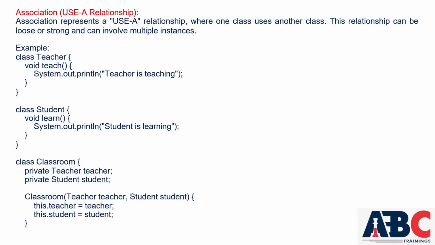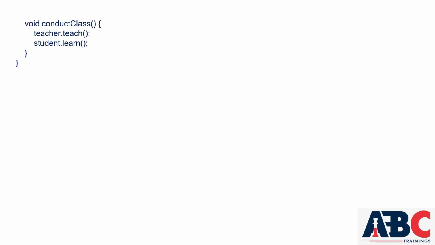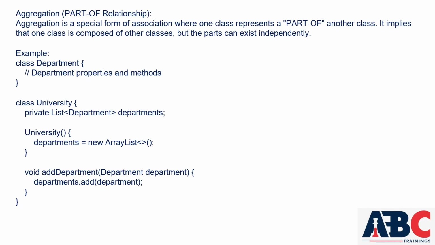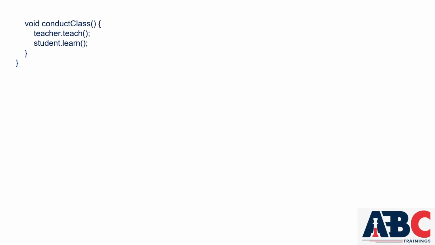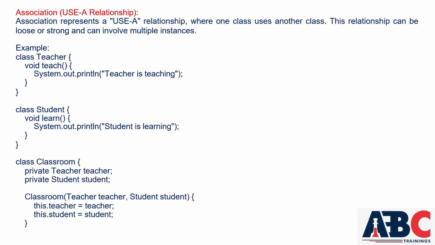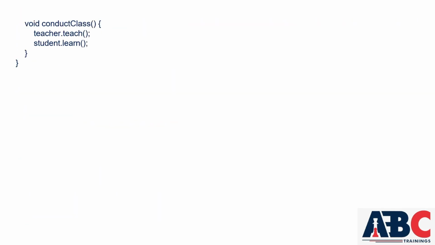Classroom is a constructor, meaning a parameterized constructor. We pass this, the current invoking object. Dot is the membership operator. So we call the classes' teach and learn functions. The output is: the teacher is teaching and the student is learning.